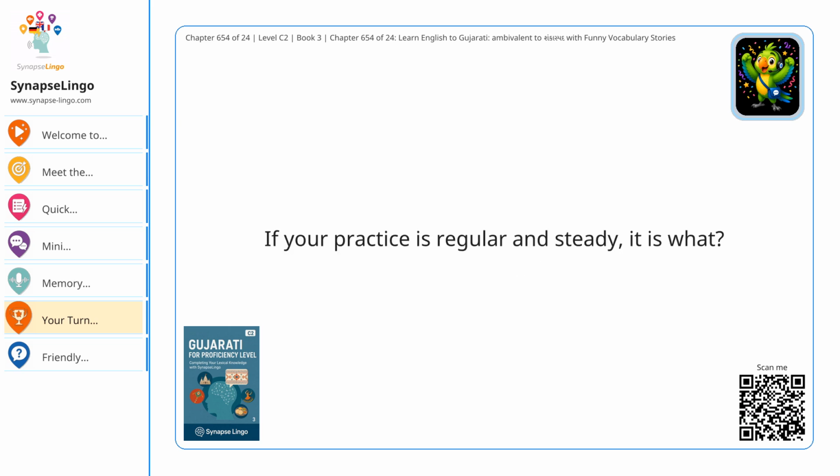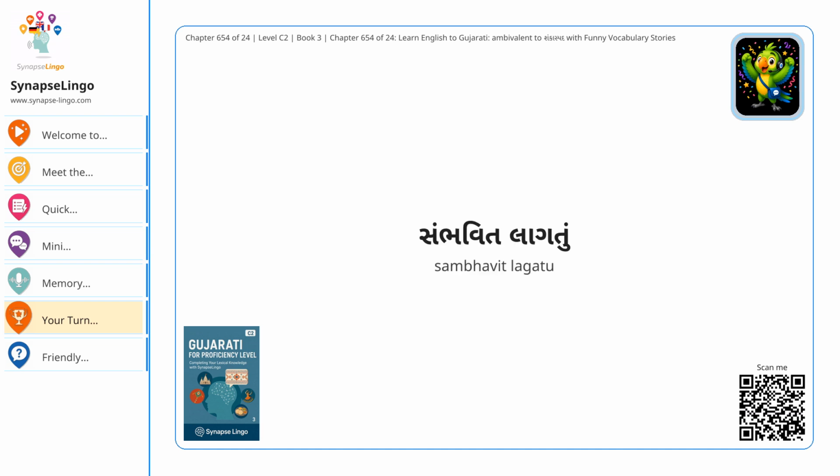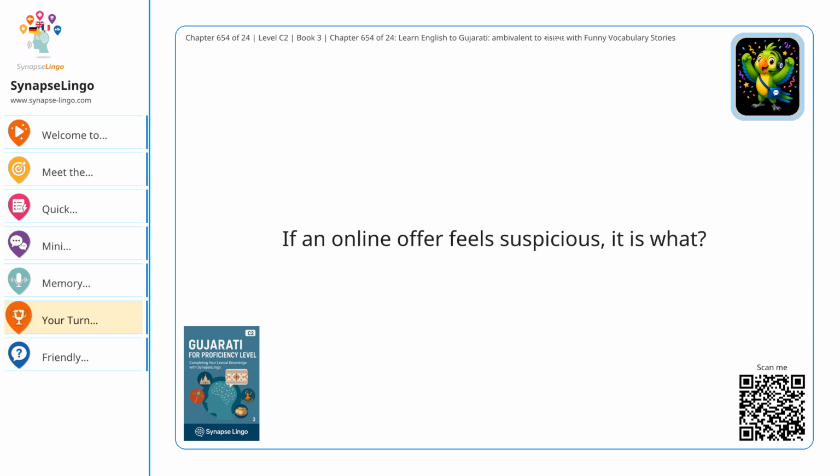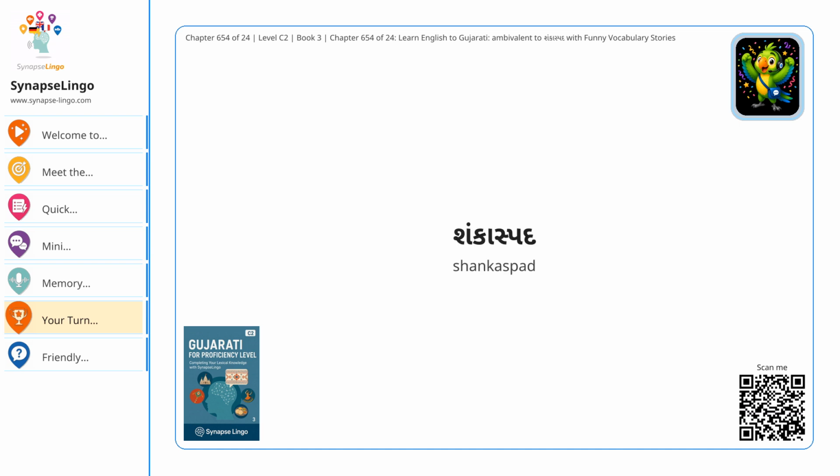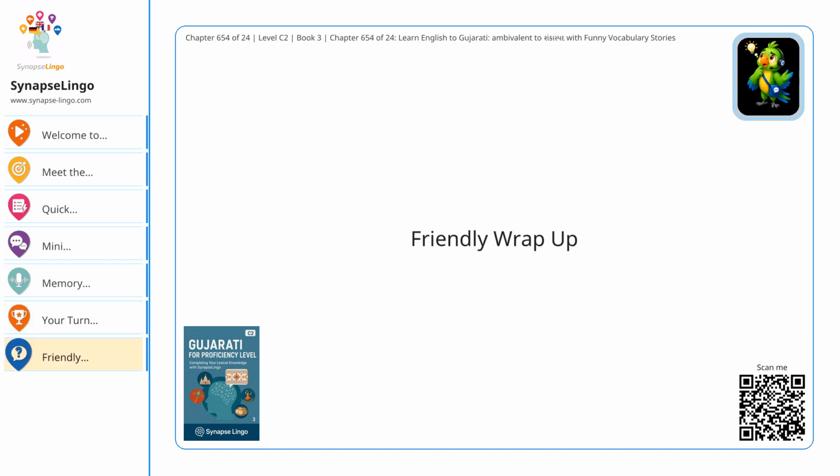If two reports do not match, they are what? विरोधाभासी. If your practice is regular and steady, it is what? सुसंगत. If an explanation sounds believable, it is what? संभवित लागतो. If an online offer feels suspicious, it is what? शंकास्पद.